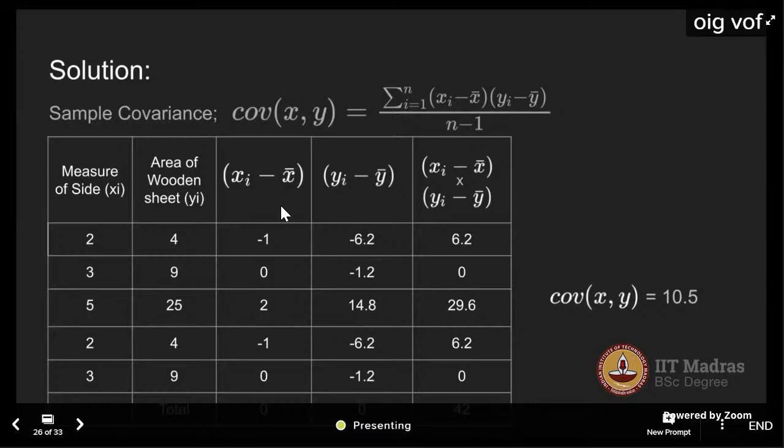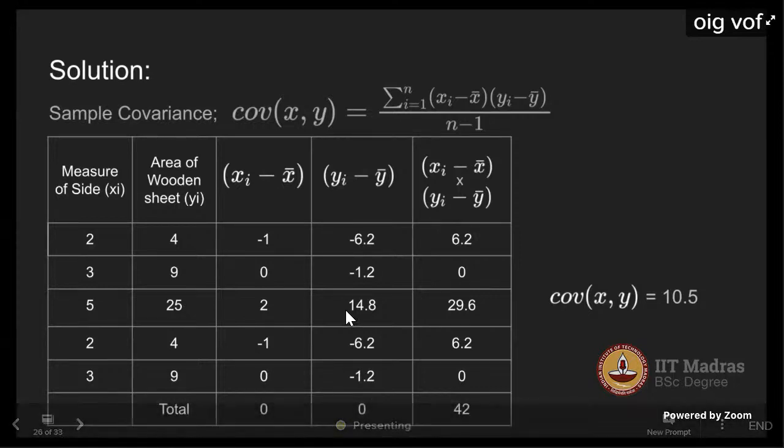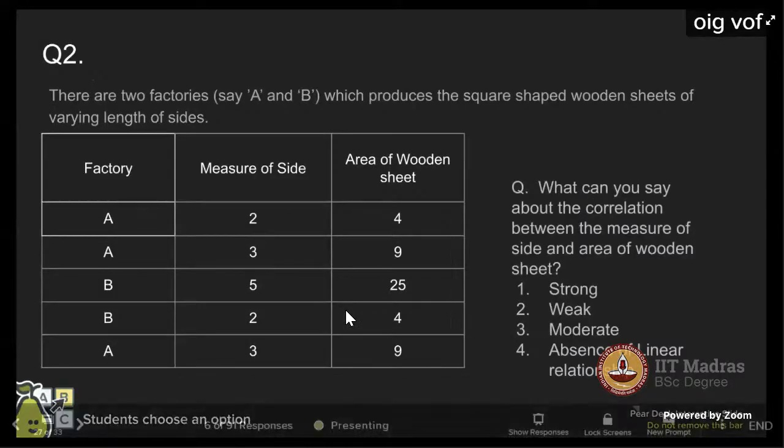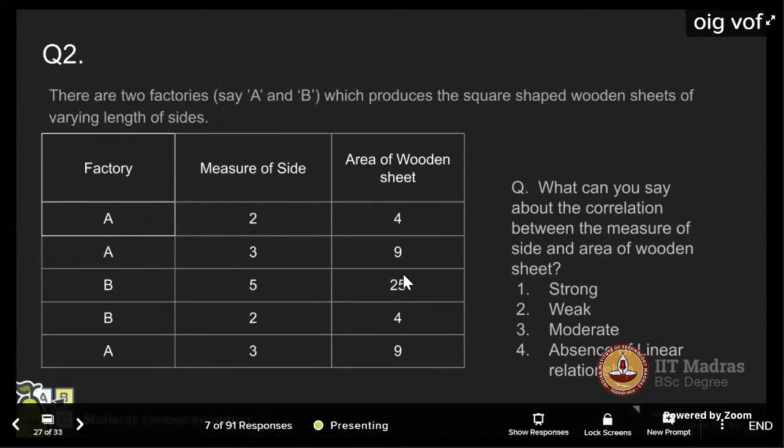For any data, if you take deviation from the mean and sum it, it will always come out to be 0. So we are dividing 0 by n minus 1? No, you're not. You multiply the deviations first, then sum them. Then it won't be 0; it's 42. So you have to take the product and then add. Don't sum first, because the summation of xi minus x bar will always be 0, no matter what your data is.